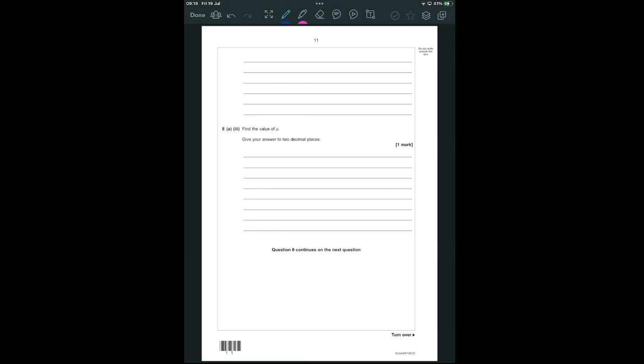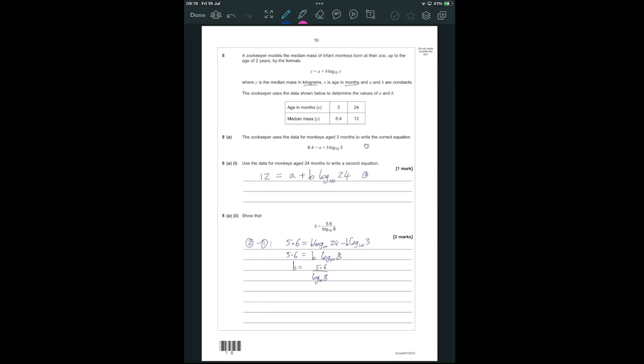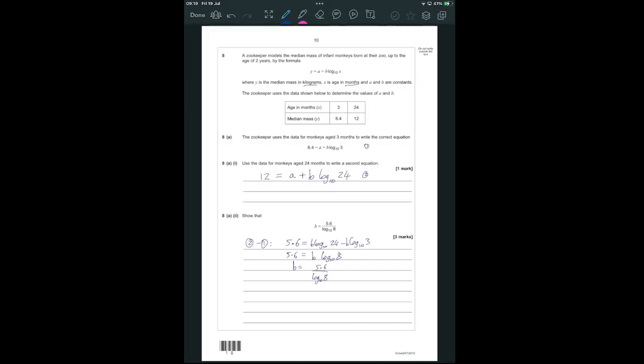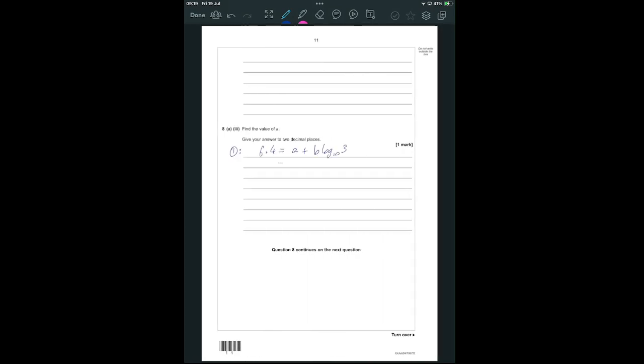Find the value of A, give your answer to 2 decimal places. So now let's use one of our 2 formulas. A good tactical hint is to use the one they gave you rather than the one you found yourself, only because if you have made an error, you're not going to use the one with the error in. Double check that I've written that correctly. And B was 5.6 over log base 10 of 8.